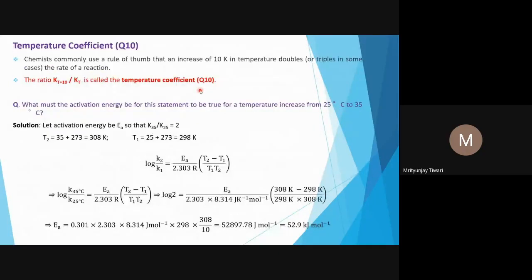So let's see this question. What must be the activation energy for this statement to be true for a temperature increase from 25 degrees centigrade to 35 degrees centigrade? We do not know the activation energy, which is what we have to obtain. And what we know is that K35 by K25, at these degree centigrade temperatures, is 2. This is the statement. So the rate becomes double, 2 times. So K35.